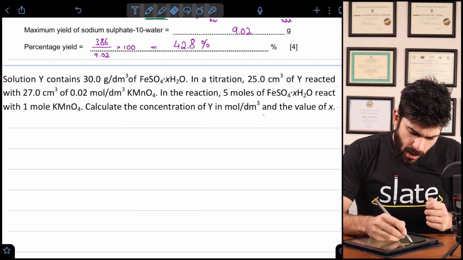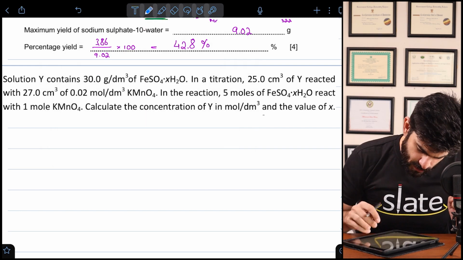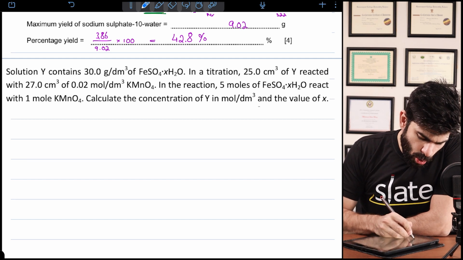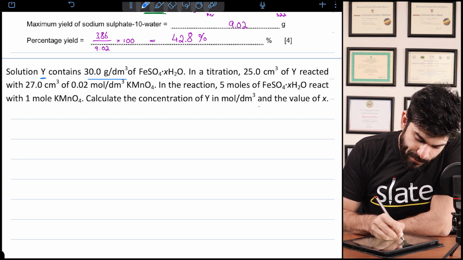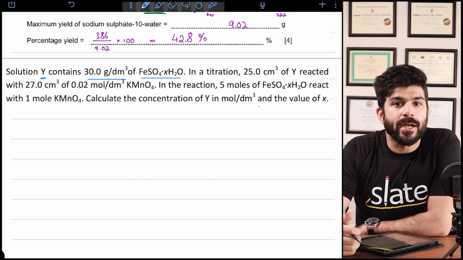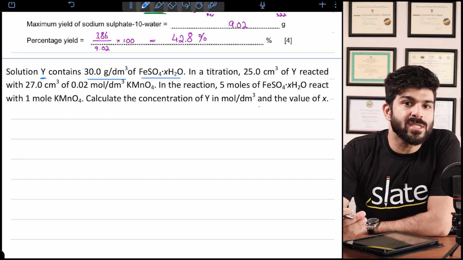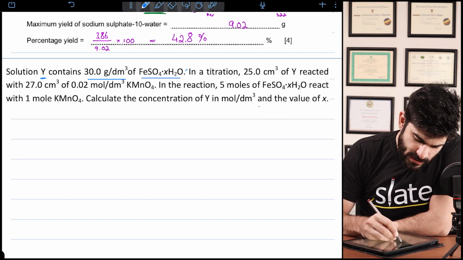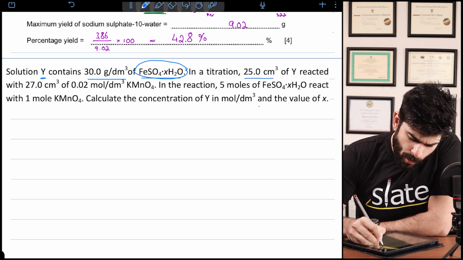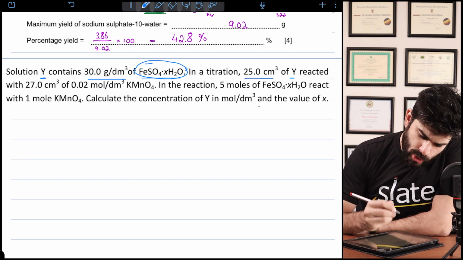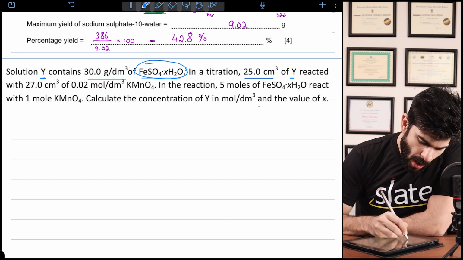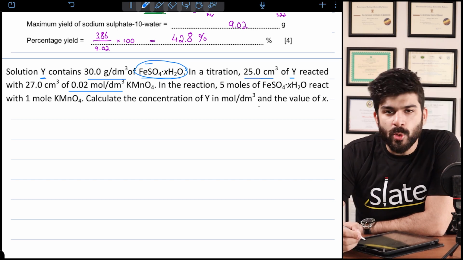Let's do one question from hydrated salts. This is a tricky one, because let's see what's happening here. Solution Y contains 30 gram per dm³ of iron sulfate XH2O. Again, you don't have the value of X, which is the number of moles of water in this hydrated salt or crystal. In a titration, 25 cm³ of Y, which is a solution of iron sulfate, reacted with 27 cm³ of 0.02 mol per dm³ KMnO4.